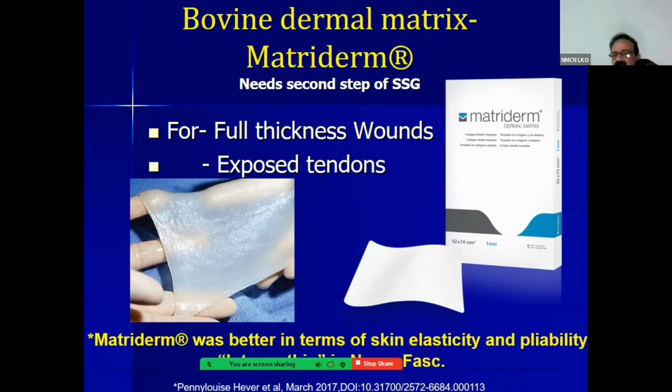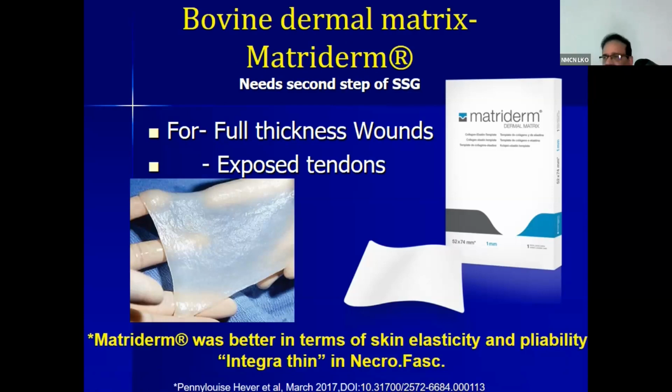Matriderm is a bovine dermal matrix, which also needs the second step of SSG if the wound is big. It is used for full thickness wounds and for exposed tendon. Mind it, in a diabetic foot ulcer, if the tendon is exposed, it's very difficult to get granulation tissue over it. It gets easily necrosed, which leads to chronicity of the wound. So there, if you use this Matriderm, and if infection can be brought under control, then it may be effective.